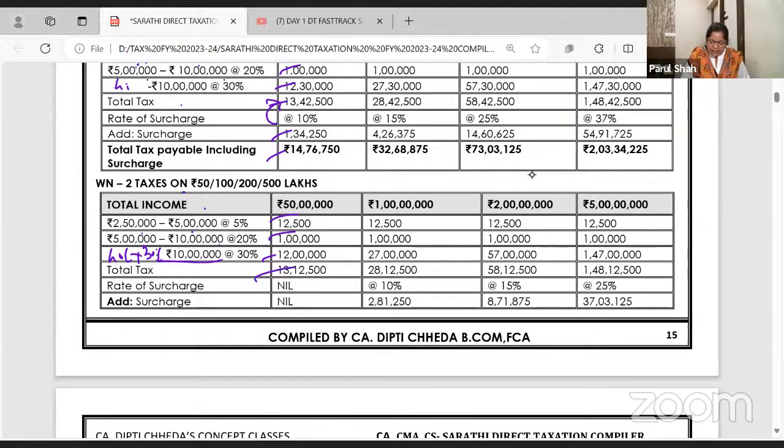Shall I take surcharge? No. Now let me go to the notebook. One minute, I'll shift to the notebook, and let us write it down. All of you also please write it down.